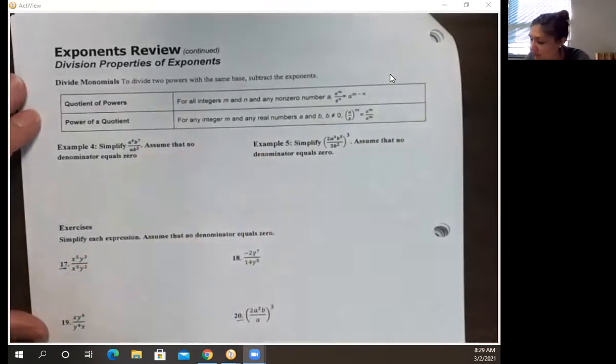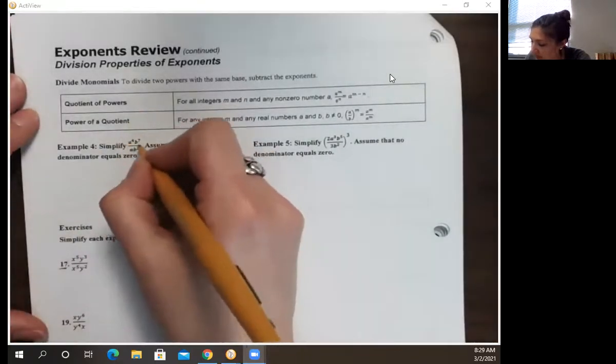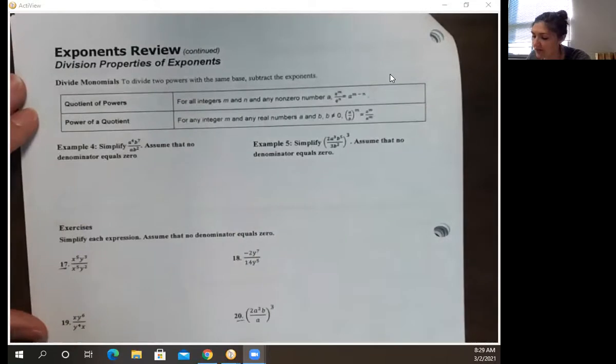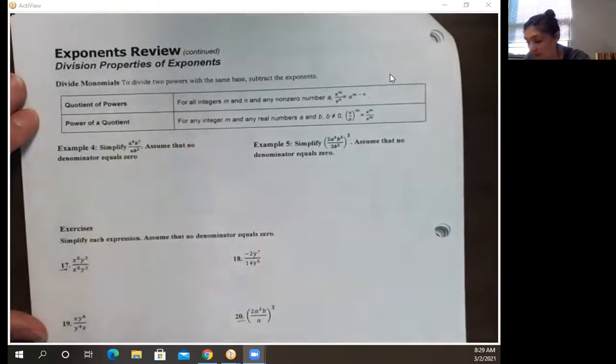So if we take a look at example 4, we're going to simplify this expression, and it says to assume no denominator equals 0. Having just come out of our rational functions unit, we know that our function or expression would be undefined if a equals 0 or b equals 0. So we're saying exclude that possibility and just simplify this guy.